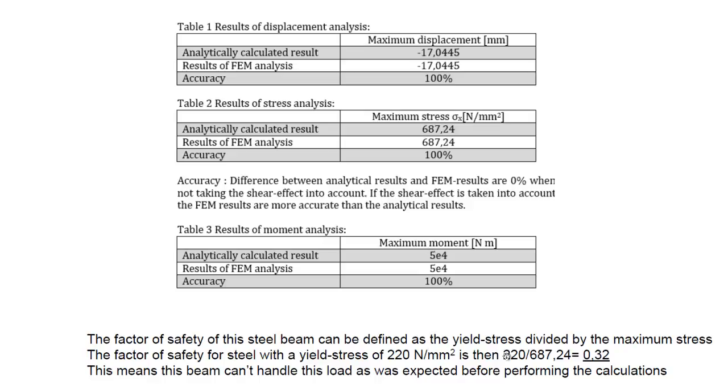And here it says that the factor of safety when using a material with a yield stress of 220 Newton per square millimeter is 0.32. So it can take this load. Roughly, it can only take a third of this load as a maximum. So that's what the factor of safety says. So that's what I wanted to show in this video of a cantilever beam under distributed load.